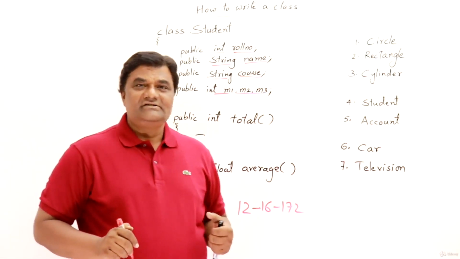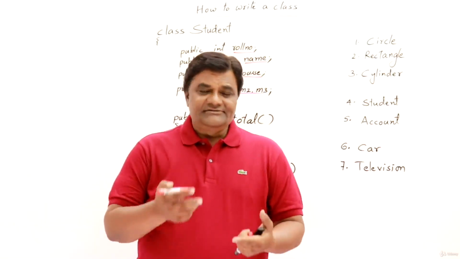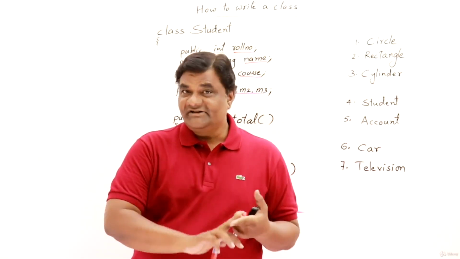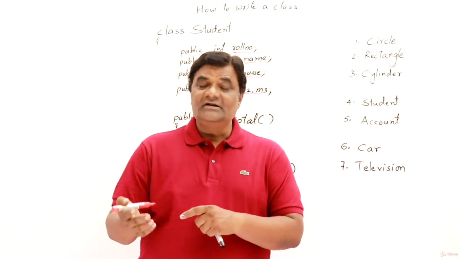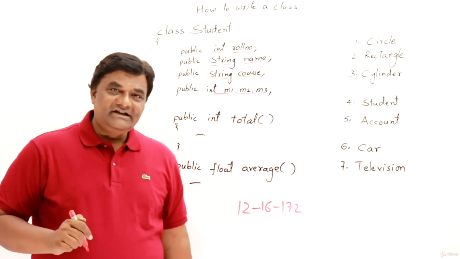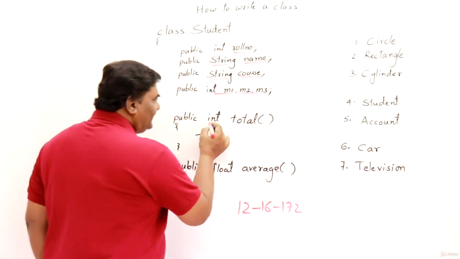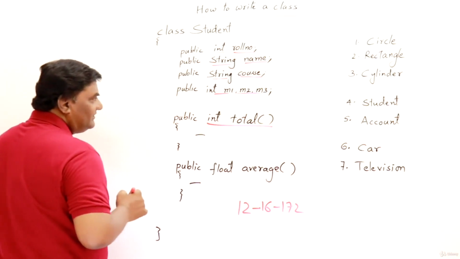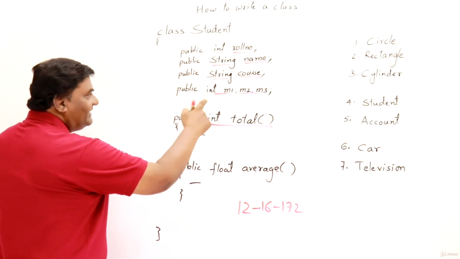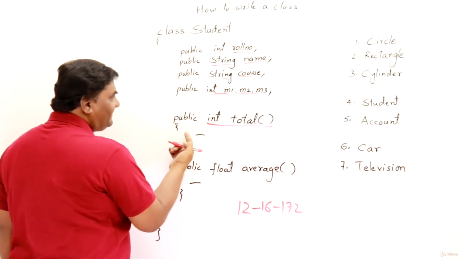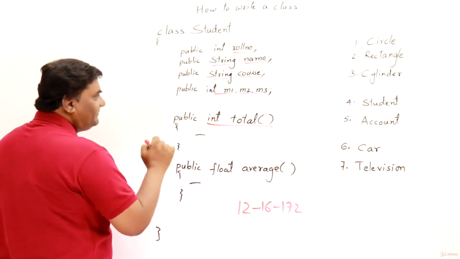Now what are the methods? Any calculations? Yes, we may be finding the total, we may be finding average marks, we may be checking the result, we may be evaluating grades. For that we can have methods. So I have two methods here. One is to calculate total marks. M1, M2, M3, we have to add them and return the result. That is simple. I have not written the body.